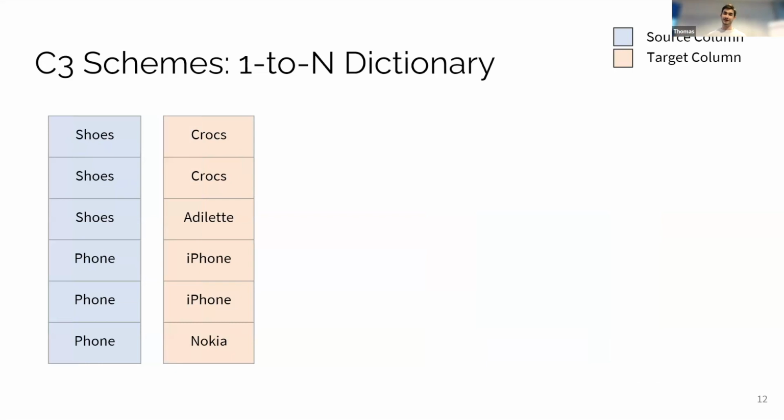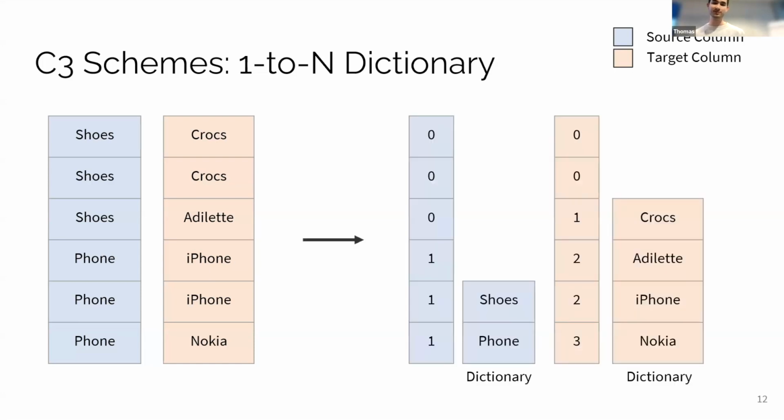So exploiting a similar correlation is our 1-to-n dictionary. And this scheme exploits correlations where the source can be seen as a categorical column and the target values are members of the categories. So in this example, we have shoes and phones as categories, and we have 2 types of products for each category. If we dictionary encode both columns individually, this would be the result.